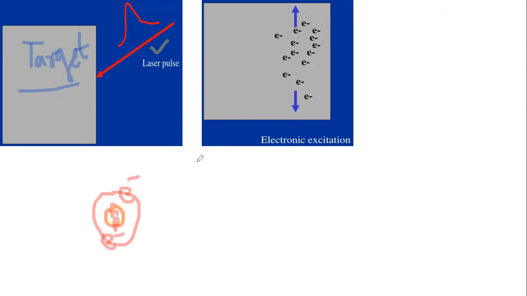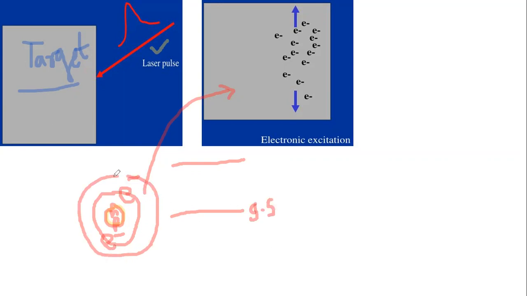So if we look at this figure, there are various electronic excitation states available. In every atom there is a ground state and there are excited states. This is the ground state, and this is the electronic excitation state, as I have written here.